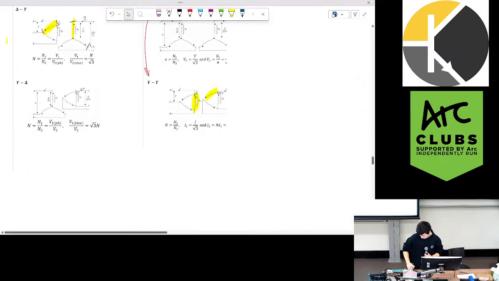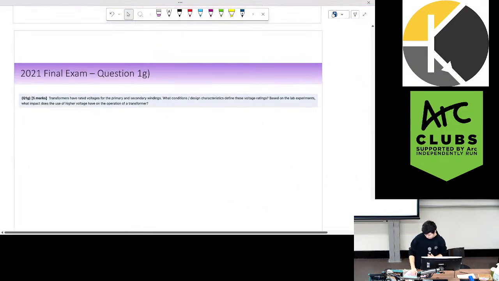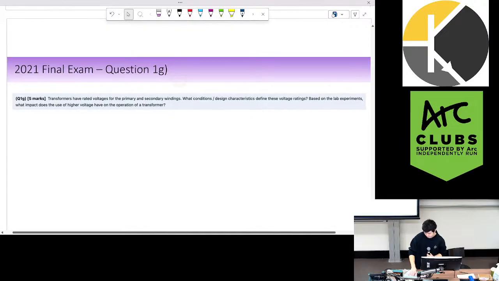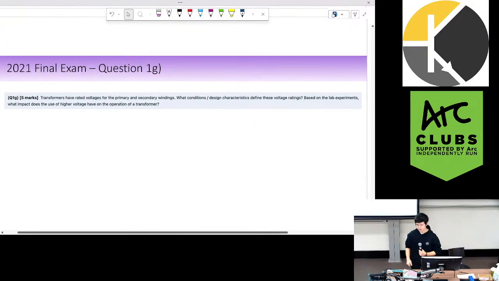All right, so without further ado, here is the question. So this one was a 5-mark question from the 2021 final exam.